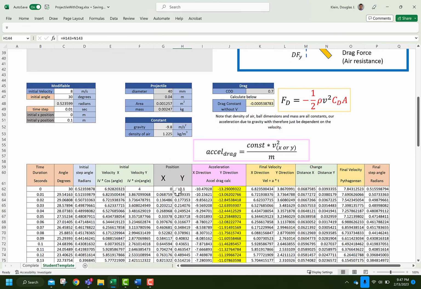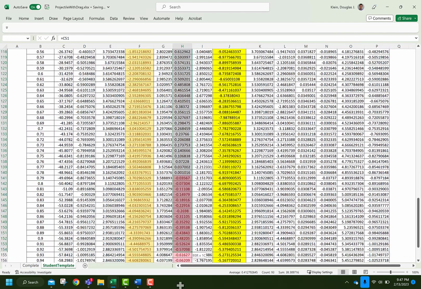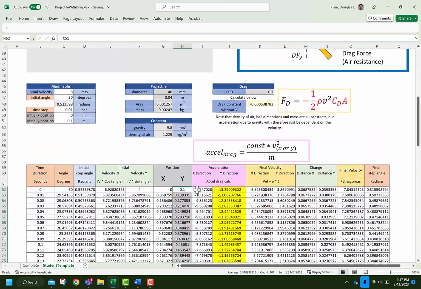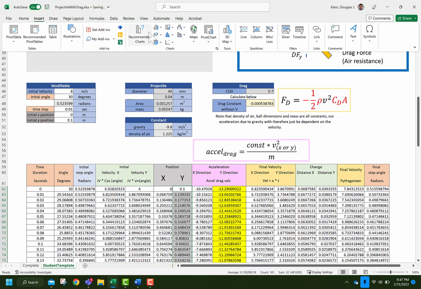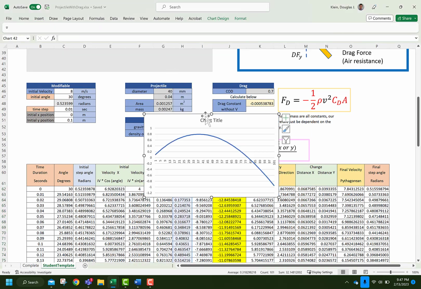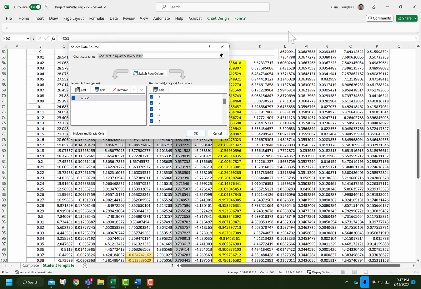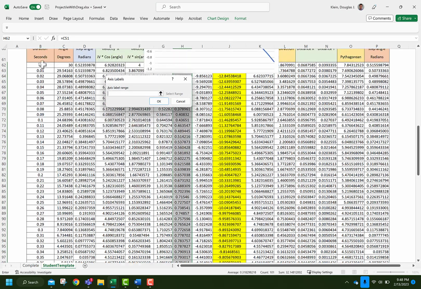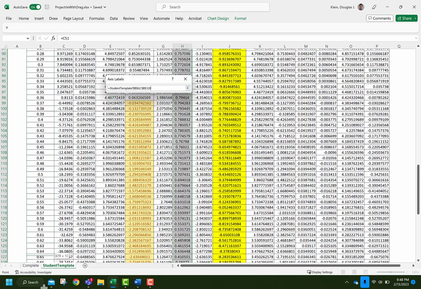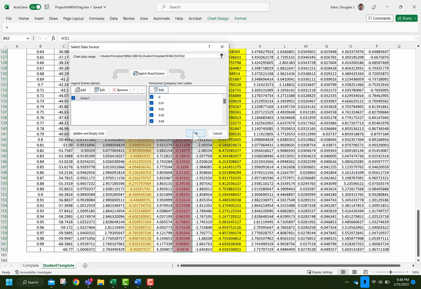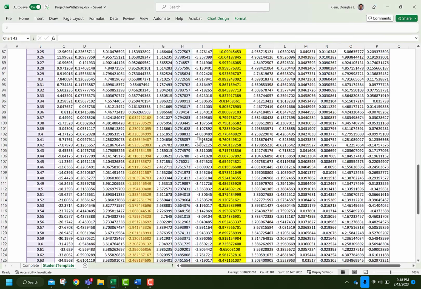So the last thing to do here is to make a graph. So I'm going to highlight the Y's here. And I'm going to go and insert. I'm going to go into line graph. It gives me that, which is great. I'm then going to go in and modify my data. So I'm going to select my data. My edit here is going to be selecting the duration in seconds. We're going to click OK. Let's click OK and see what that looks like.